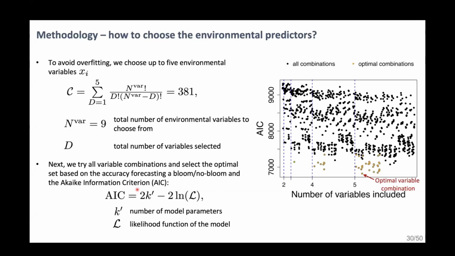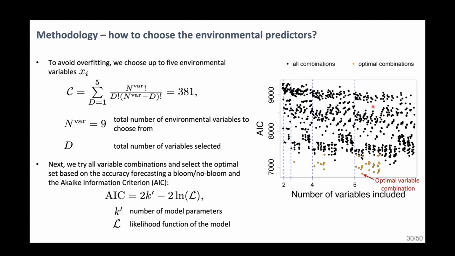And here is just one example for, I think it's percent minimum. Here on the y-axis, I show the AIC for these 381 model variable combinations, and on the x-axis, it's just the number of variables included. The first 9 GLMs only include one environmental variable, salinity, temperature, and so on. Then in the second tries, we use up to 2 environmental variables, and then we go up to 5.